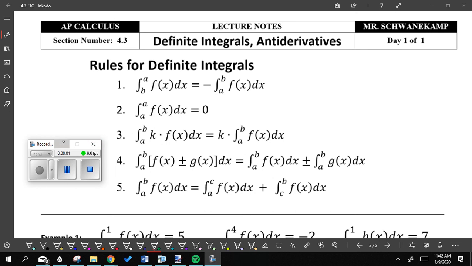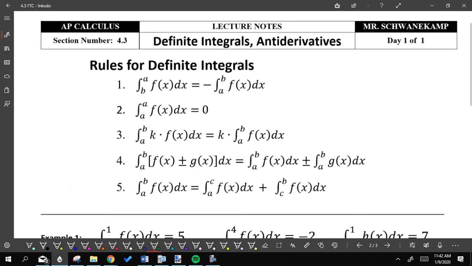We are doing definite integrals, or antiderivatives. Yesterday we did indefinite integrals. Today we're doing definite integrals. The only difference between those two things is it's being defined. Definite means it's being defined because we're going to have bounds involved. There's going to be numbers on our integral sign. That's going to cause us to do something a little bit different.